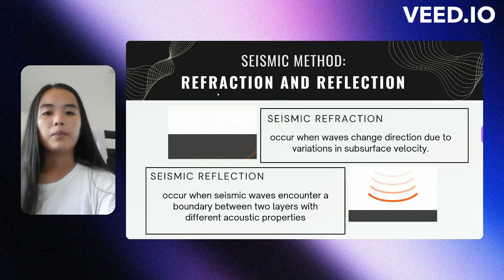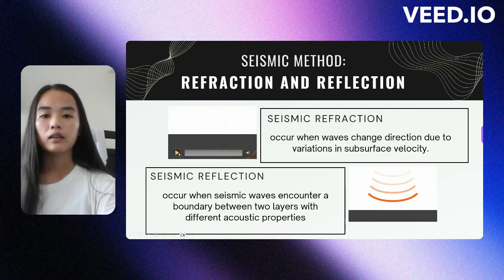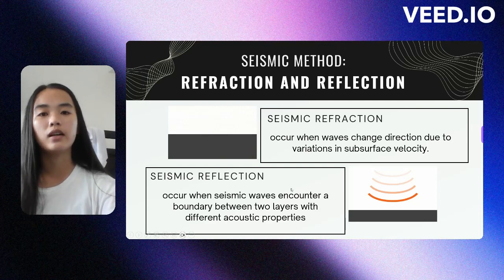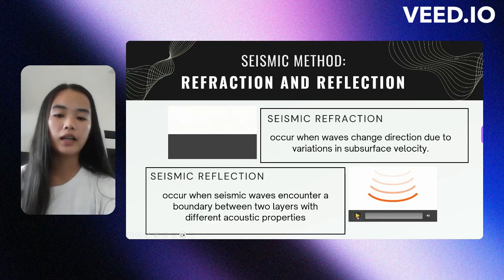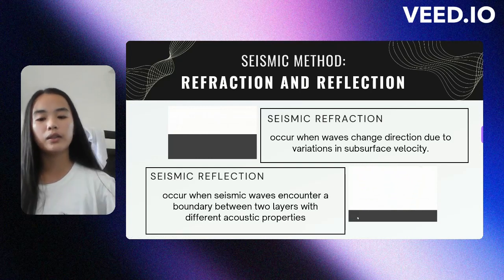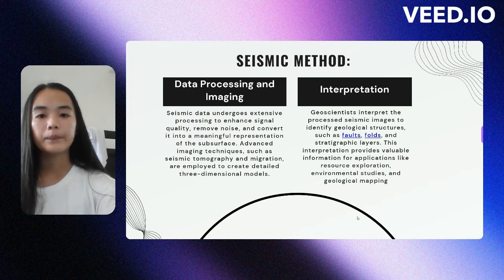The changes in properties between different rocks can cause reflection or refraction of sounds. Seismic refraction occurs when waves change direction due to variations in subsurface velocity, while seismic reflection occurs when seismic waves encounter a boundary between two layers with different acoustic properties.